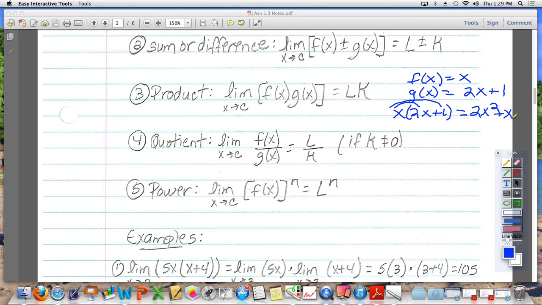By the way, why does it say k not equal to 0? You can't divide by 0. If you get a limit of 0 for g of x, then you can't do this. It's not going to work. So you have to explore other options there.